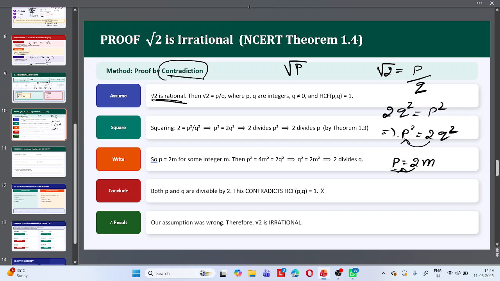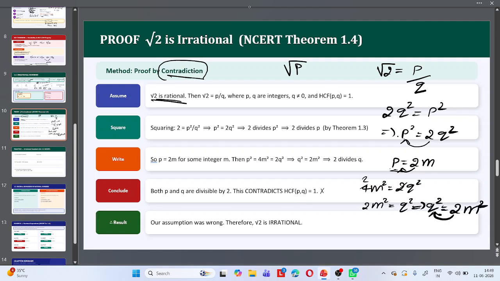Substitute this p value in this, again we get 4m square equal to 2q square. Cancelling 2 on both sides, we remain with 2m square equal to q square. We can write it as q square equal to 2m square. Okay? So see here, 2 divides q square. It implies that 2 also divides q. So by seeing this statement and this one, 2 divides p here, 2 divides q here. It means 2 is a common factor for both p and q.